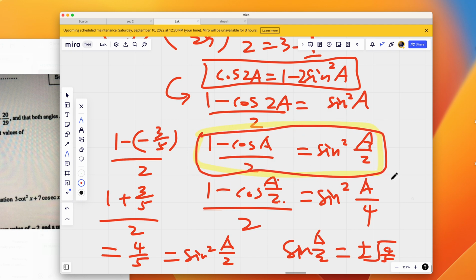So cosine a given in the question is negative 3 over 5. That's why I asked you to give me 4 over 5. 4 over 5 is this thing. So 4 over 5 is actually equal to sine square a over 2, right? The question only wants sine, not sine square. So I just square root, plus minus.